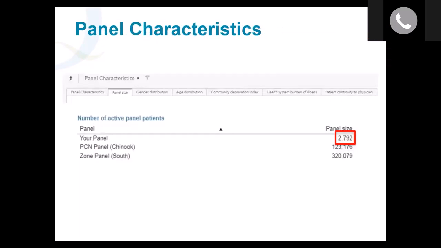Once I get the report, one of the first things I look at is the size of their panel. If you can see on this report, it looks like this physician has almost 2,800 patients. Yikes. Pretty large panel number when we consider a typical panel to be up to about 1,500 patients for a full-time physician, whatever full-time means for a physician.